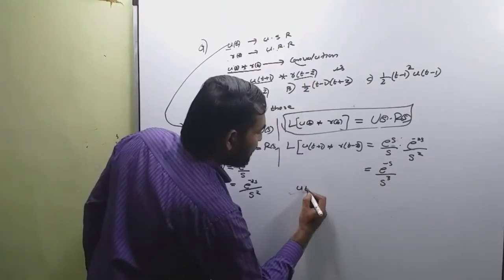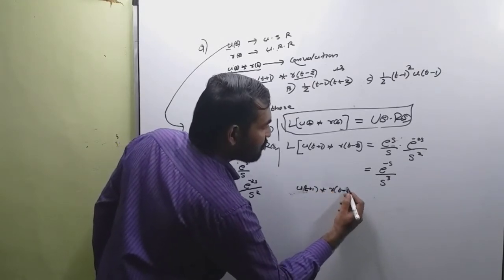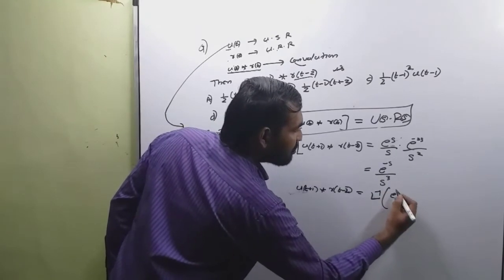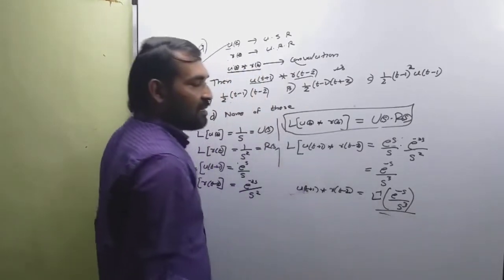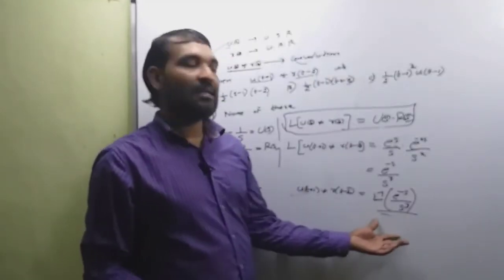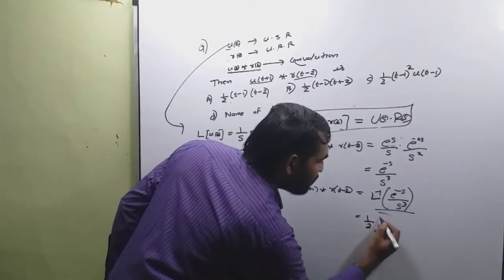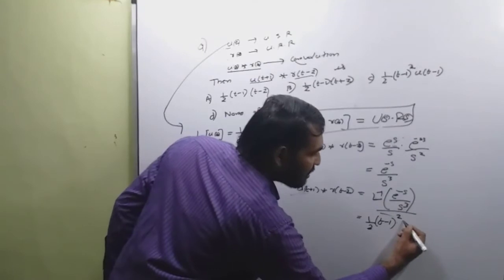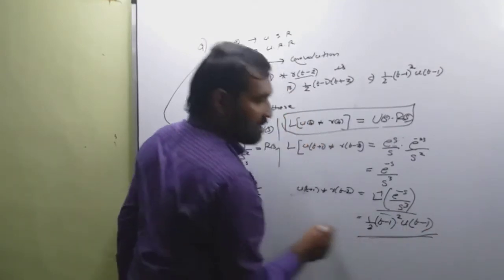So u of t plus 1 convolution r of t minus 2 is equal to L inverse of e raised to minus s by s cube. This is the Laplace transform of a delayed unit parabolic signal, that is equal to 1 by 2 into t minus 1 the whole square, e raised to minus s implies delayed by 1 unit, u of t minus 1.